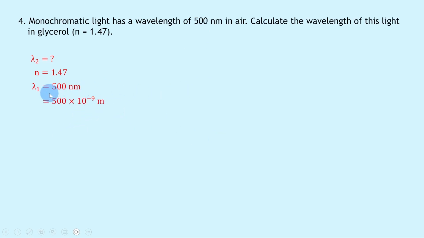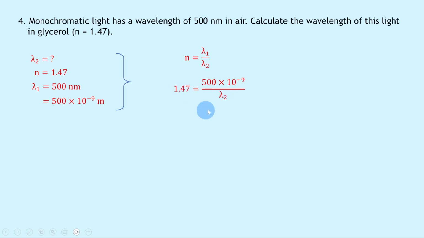Writing down our equation now relating N, lambda 1 and lambda 2, we have N equals lambda 1 over lambda 2. Substituting in the numbers gives 1.47 equals 500 times 10 to the minus 9 divided by lambda 2. And then to get lambda 2 on its own, we can multiply both sides by lambda 2 and then divide both sides by 1.47. Or you can just cross multiply to swap lambda 2 and 1.47 round.